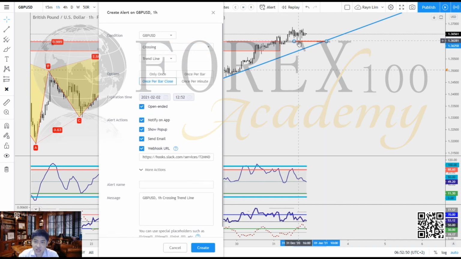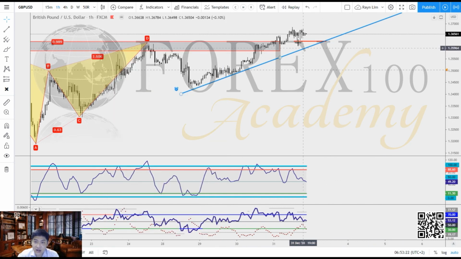I place it just a bit lower than the trend line. And once per bar close, I'll write down what I'm looking for: pound dollar H1, break close below. And this pretty much I'm looking for a shorting based on H4. Okay, so this is what I'm going to do. Place an alert over here, and this is how I do my analysis.